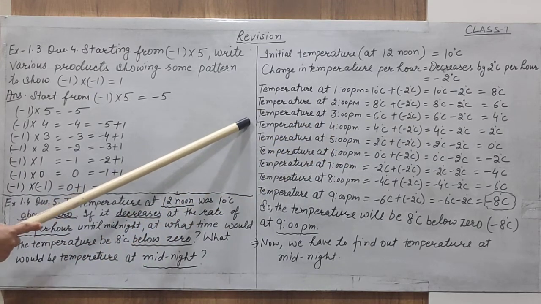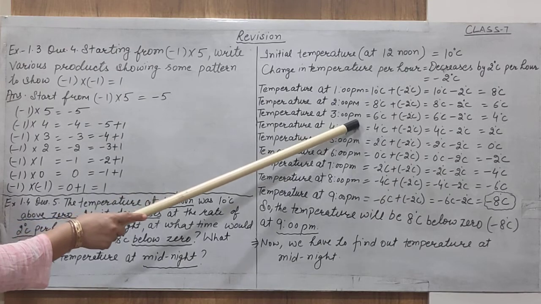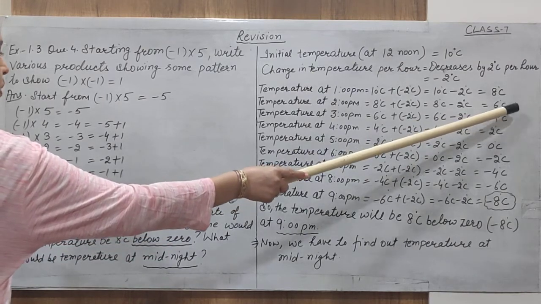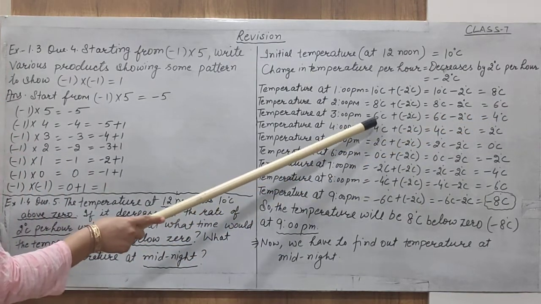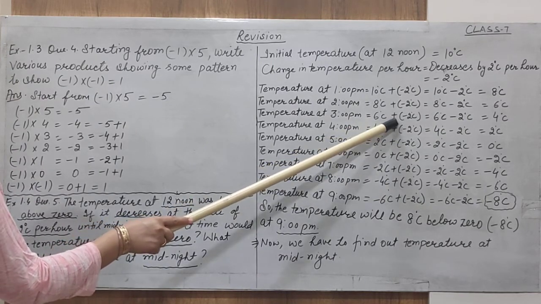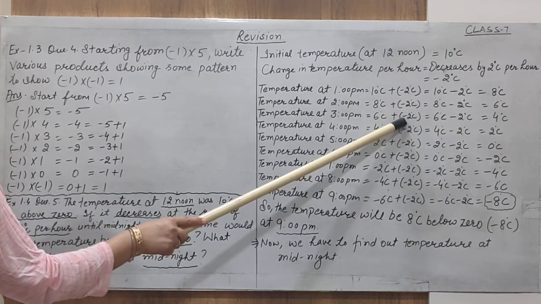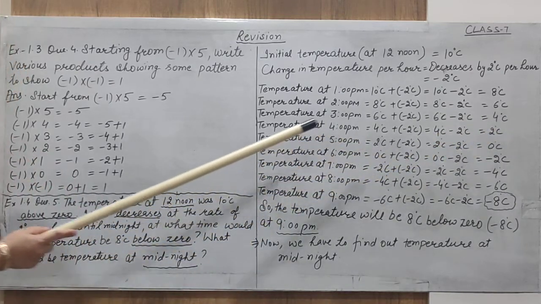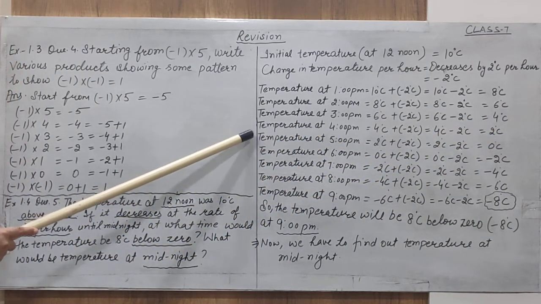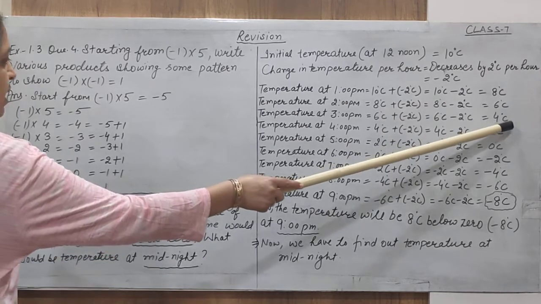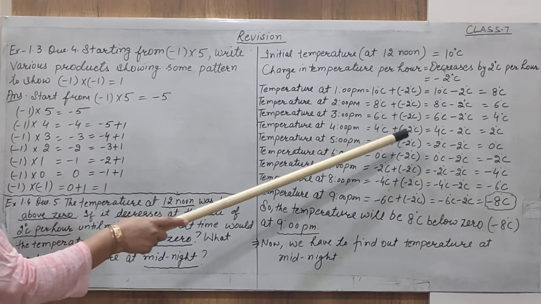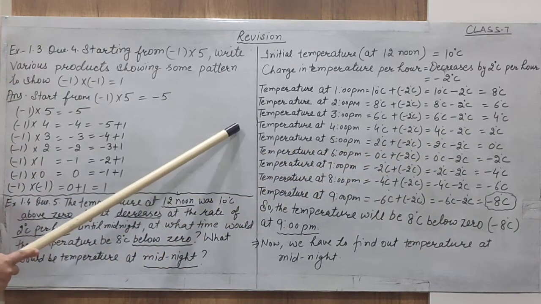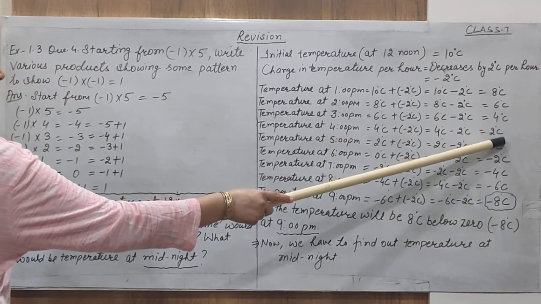Similarly, again after the next hour, temperature at 3 pm. So for 3 pm, we have to start with the temperature at 2 pm, that is 6 degrees Celsius. So starting from 6 degrees Celsius plus a decrease of 2 degrees Celsius, that is minus 2, total temperature after subtraction is 4 degrees Celsius. Similarly, temperature at 4, using the same process, we have to start from 4 degrees now, plus minus 2 degrees Celsius, the temperature is 2 degrees Celsius. So the temperature at 4 pm is 2 degrees Celsius.